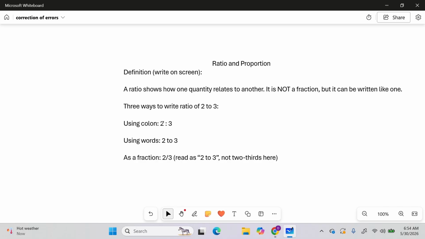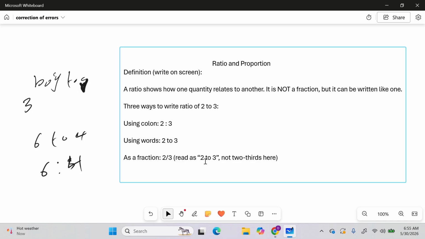Now, what is ratio? For example, let's say that there are six boys in a class and there are four girls in a class. The ratio of boys to girls will be 6 to 4. So the ratio is going to be 6 to what? 4. So this is what we call ratio. Don't worry, if you don't understand anything, I'm going to explain everything for you, okay?